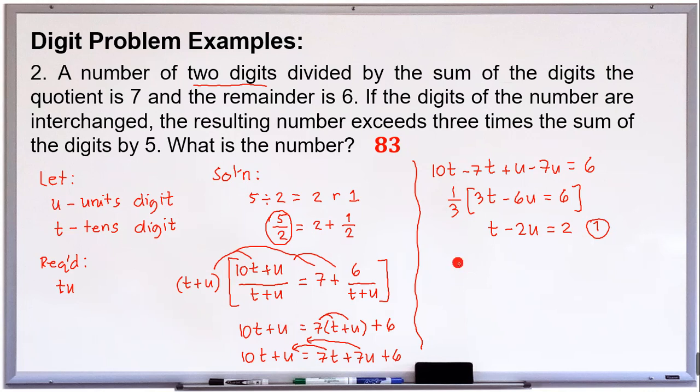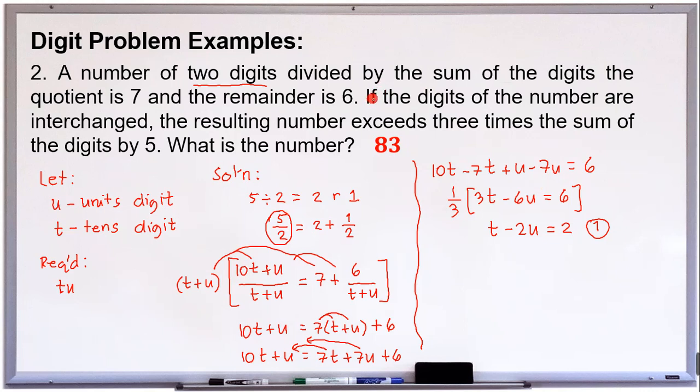Now as you can observe, we have two unknowns here, the units digit and the tens digit. And right now, we only have one equation. So in order to solve these two unknowns, we need one more equation. So we will proceed to the second sentence.